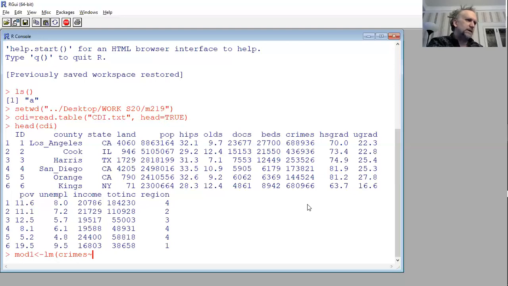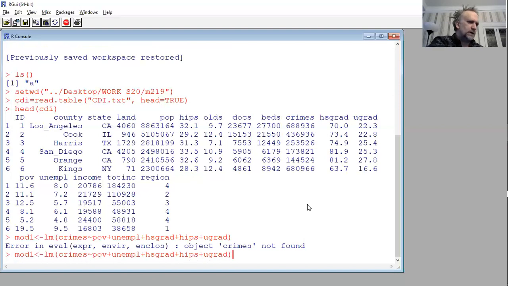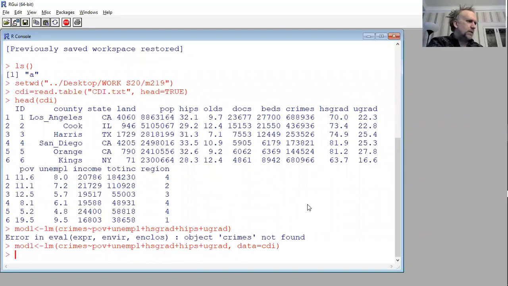Now let's just take percent. So let's take poverty plus unemployment plus HS grad plus HIPS. Maybe that's enough. Plus university grad, maybe. And just see what we get here. Oh, I got to tell it where it is, right? So data equals CDI. Okay, mod 1 summary. Let's just see what we get here first.